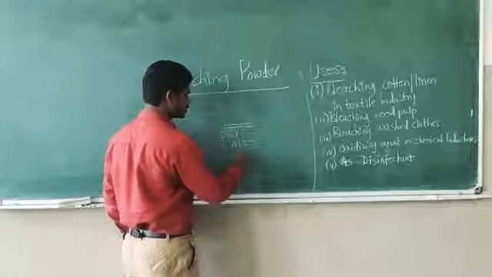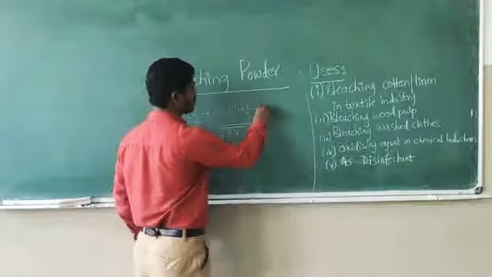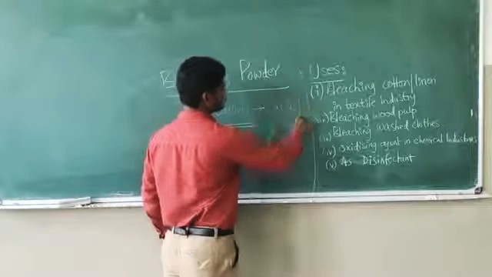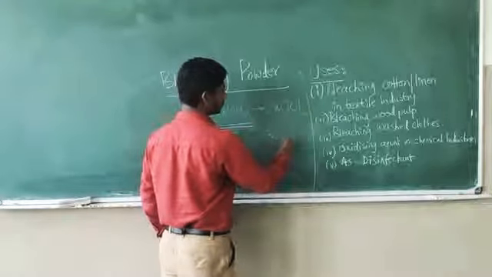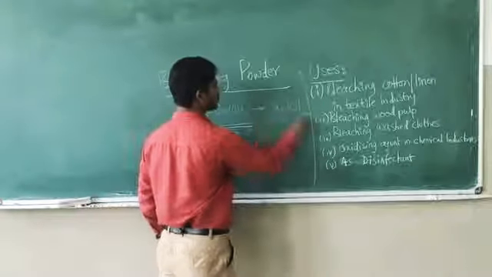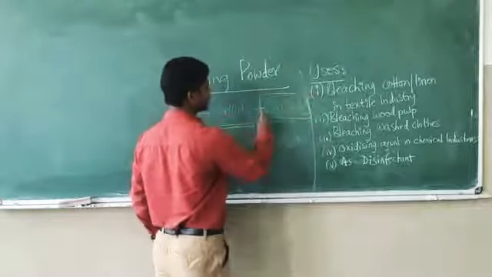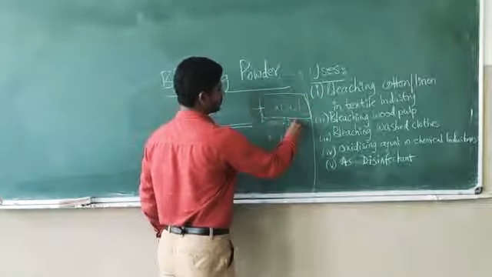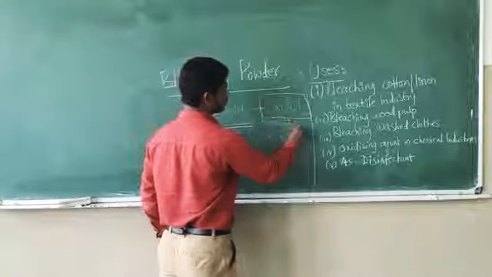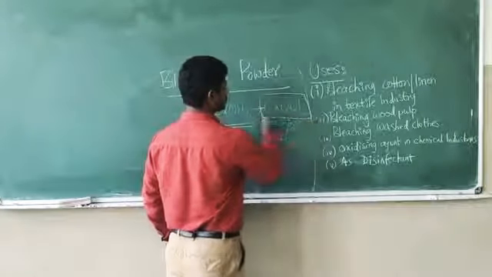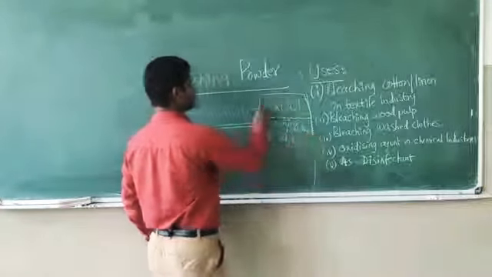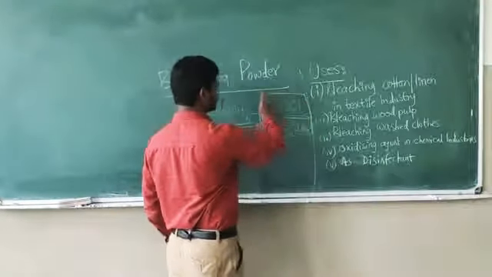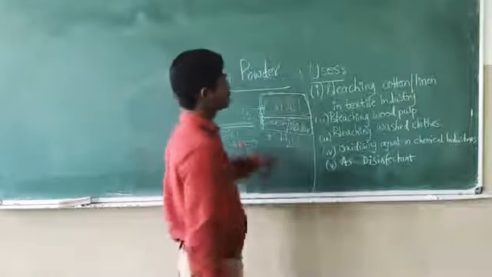When you treat chlorine with dry slaked lime, what you get is CaOCl2 plus H2O. This CaOCl2 is known as bleaching powder. So if anybody asks what is the formula of bleaching powder, the formula is CaOCl2. Okay. Then what are the uses?